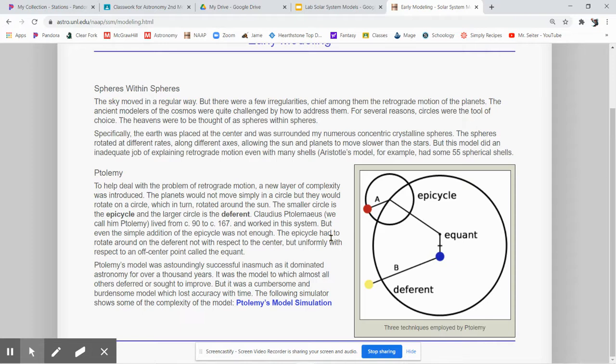Ptolemy's model was astoundingly successful in so much as it dominated astronomy for over 1,000 years, but was the model to which most all others deferred or sought to improve. But it was a cumbersome and burdensome model which lost accuracy with time. The following simulator shows some of the complexity of Ptolemy's model.